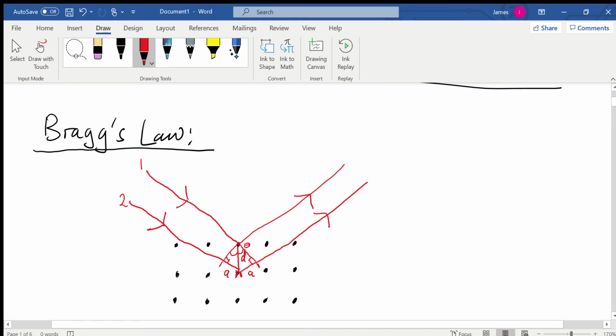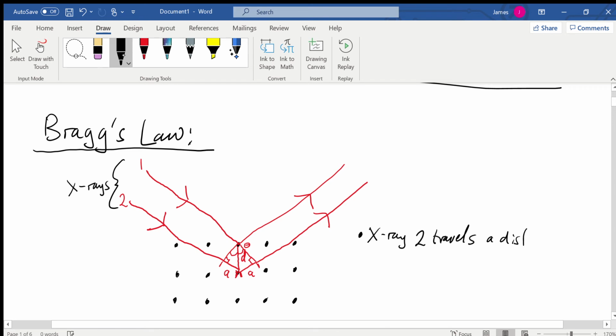So let's make some remarks about this diagram. I should have pointed out that these are X-rays. We can remark that X-ray 2 must travel a distance of 2A, so that's this A plus this A, further than X-ray 1 in order to stay in phase.